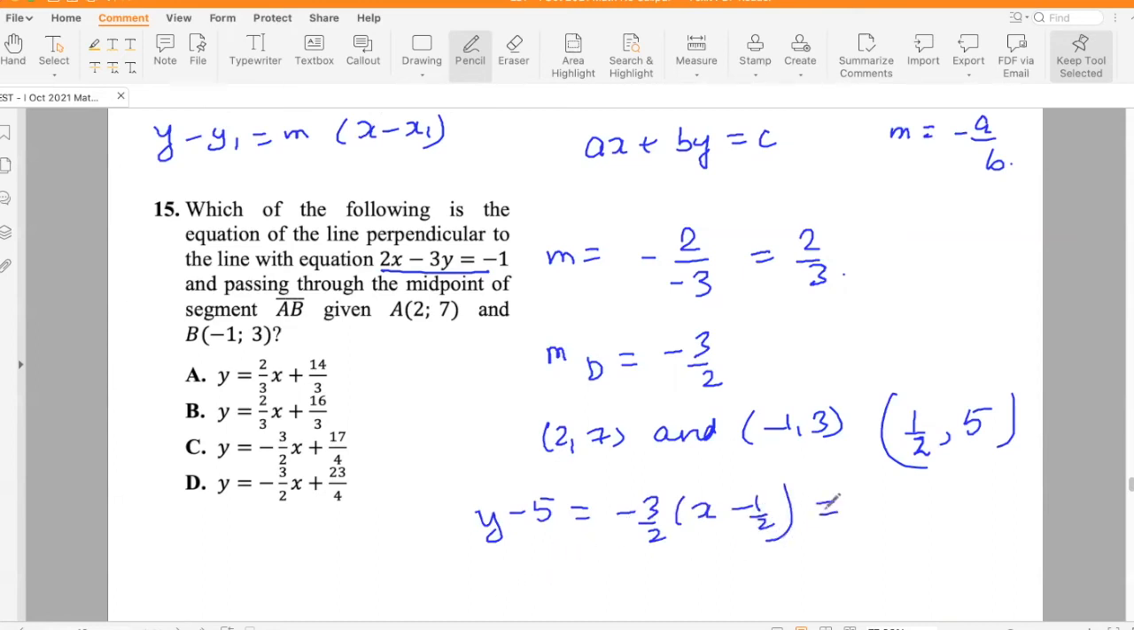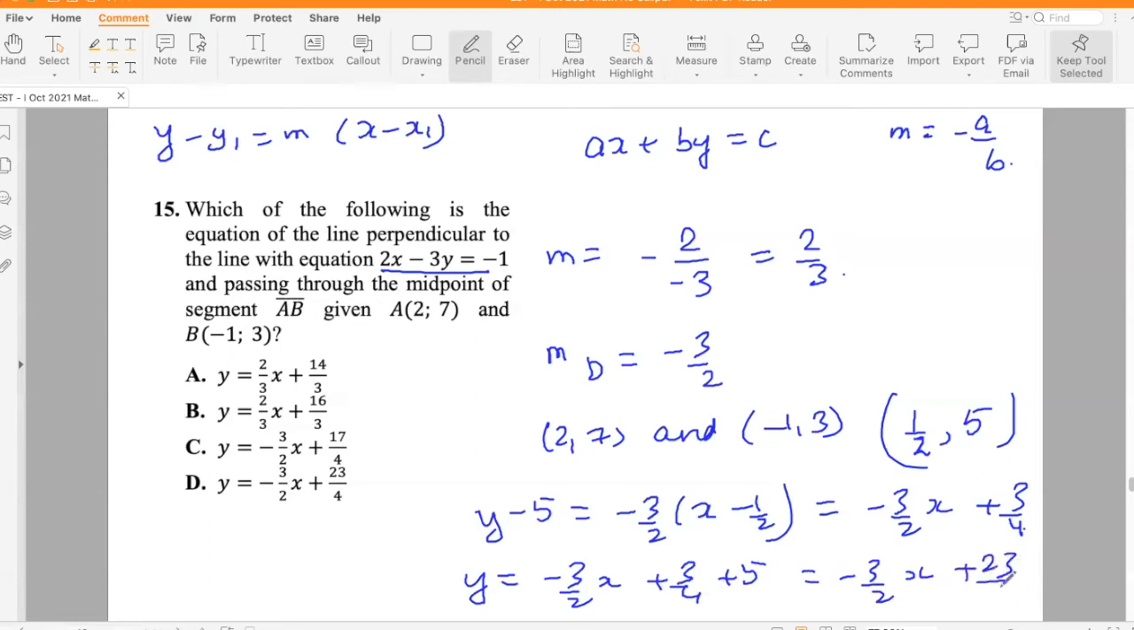So let's just solve this. So that's −3/2 x + 3/4. So y is −3/2 x + 3/4 + 5, which is −3/2 x + 23/4. So y is −3/2 x + 23/4, option D.